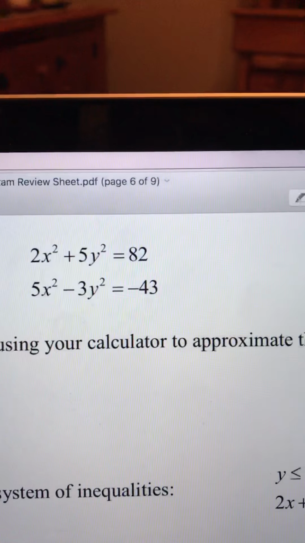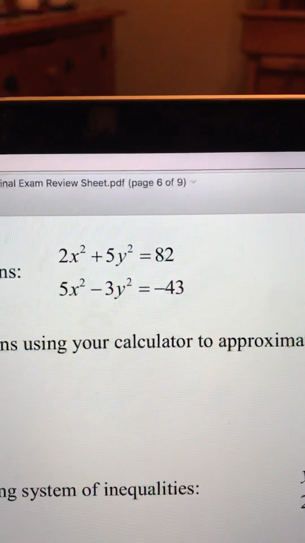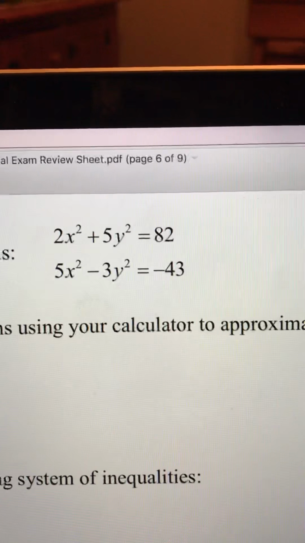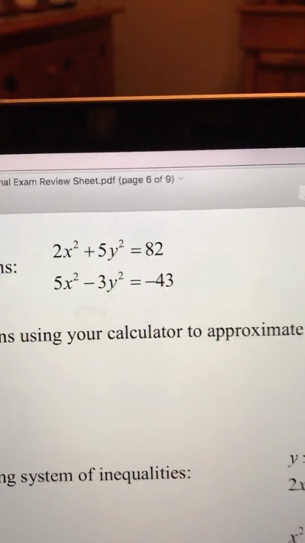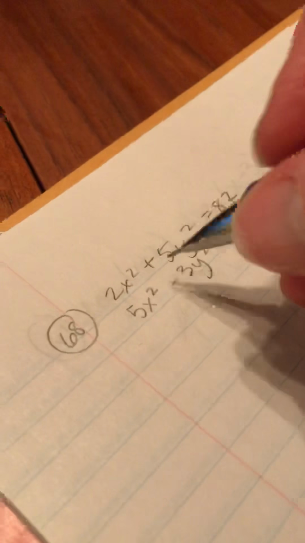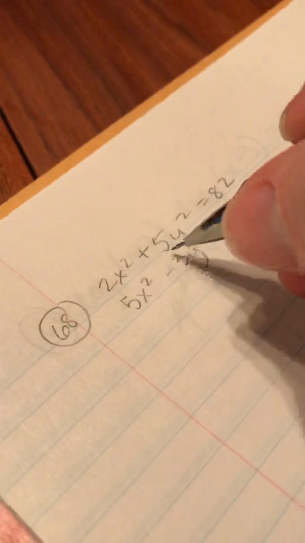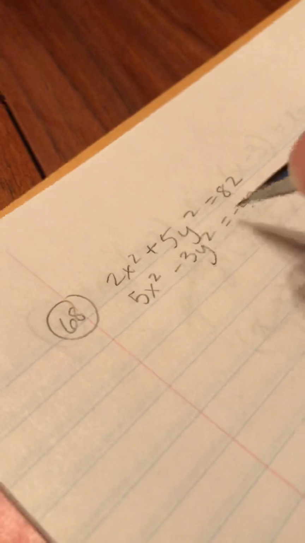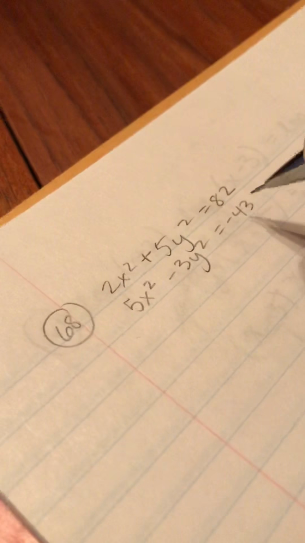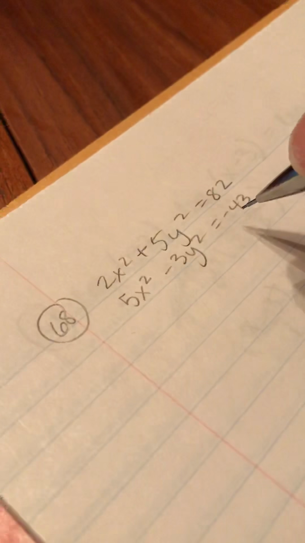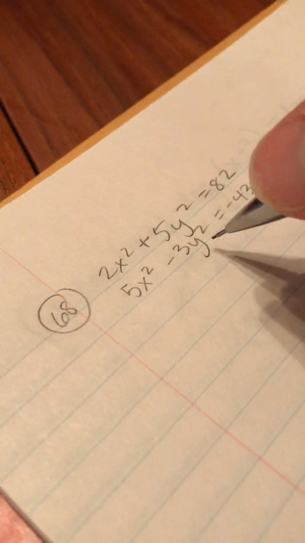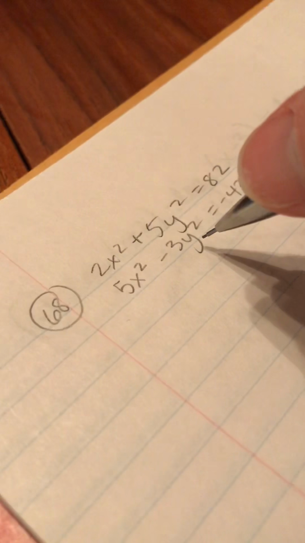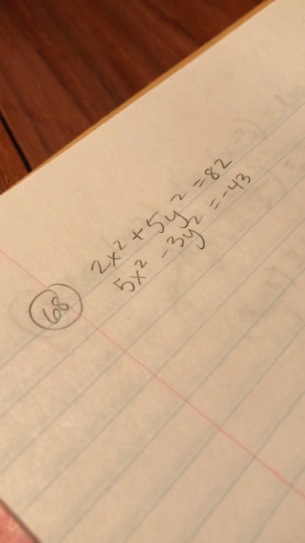2x squared plus 5y squared equals 82, and 5x squared minus 3y squared equals negative 43. All right, so here we have this system of second degree equations. All right, so they're not linear. So we want to either use a substitution method or a graphing method or elimination.